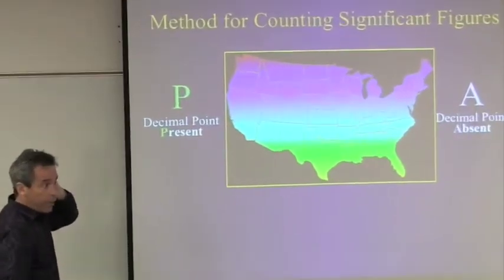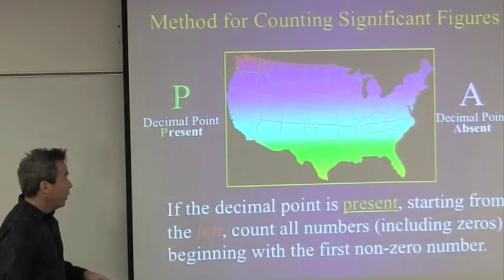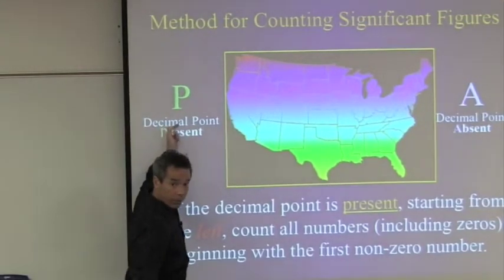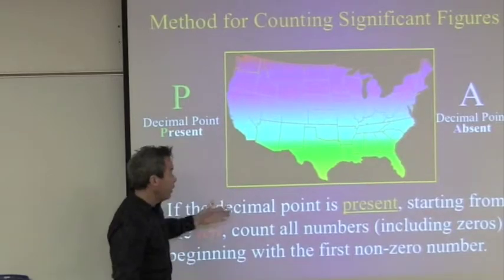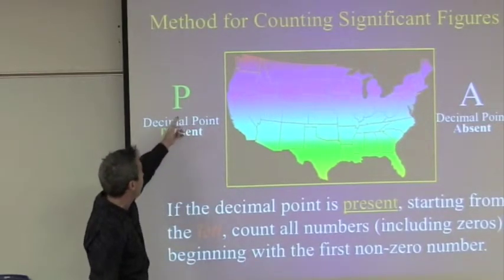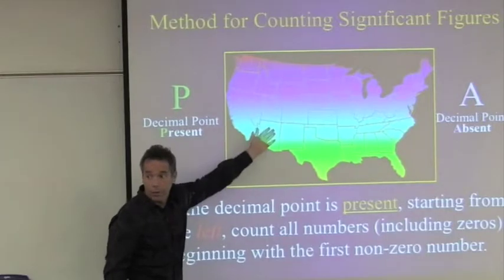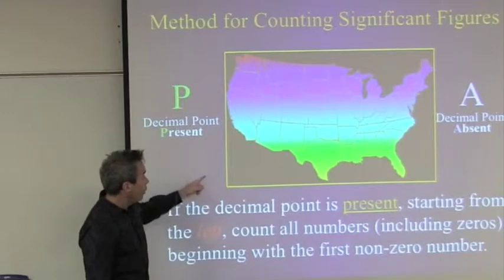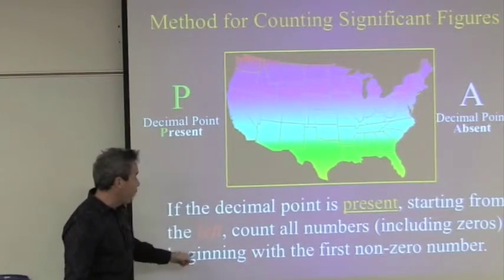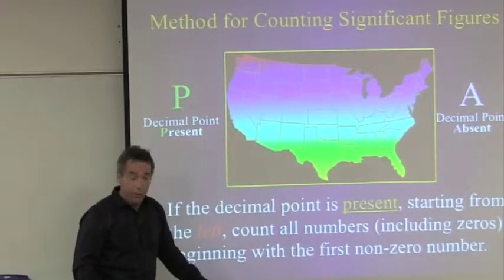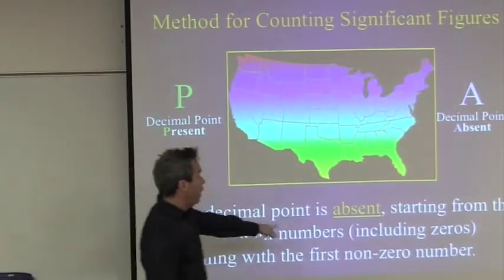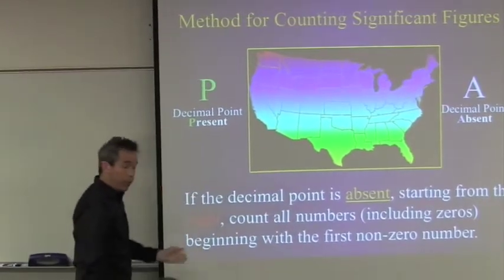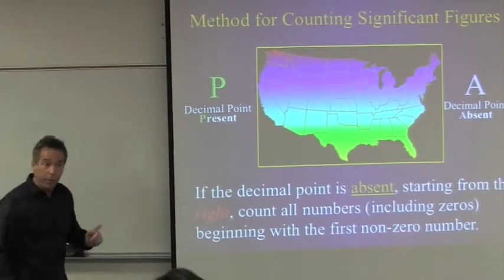First look at the number, see if the decimal point is present or absent. If it's present, then you go from the ocean to the land, inspecting the numbers using this rule, starting from the left. That's why we have this decimal point present. You start from the left, go from the ocean to the land, just like evolution. Remember that? Good way to remember it. Then you count all the numbers, including 0, but you don't begin until you get to the first non-zero number. Then if your decimal point is absent, you do it the opposite way, from the right to the left, doing the same thing, starting with the first non-zero number, count all numbers, including zeros after that.